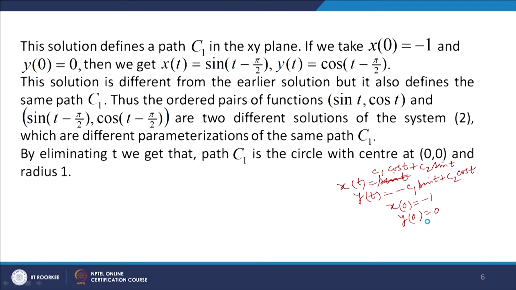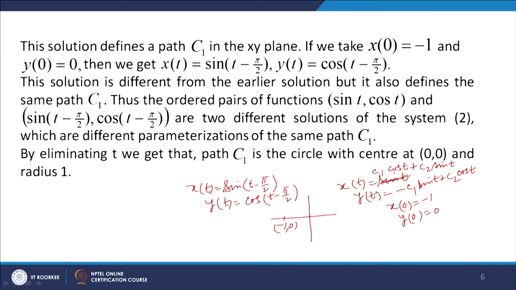Similarly, if you take the other solution x(t) equal to sin(t minus pi by 2) and y(t) equal to cos(t minus pi by 2), then it is another parameterization of the same path C1. Here at t equal to 0 we have x equal to minus 1, so we have here minus 1, and at t equal to 0 y is equal to 0, so we have this point.